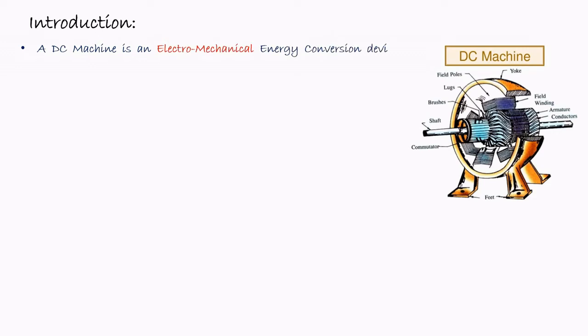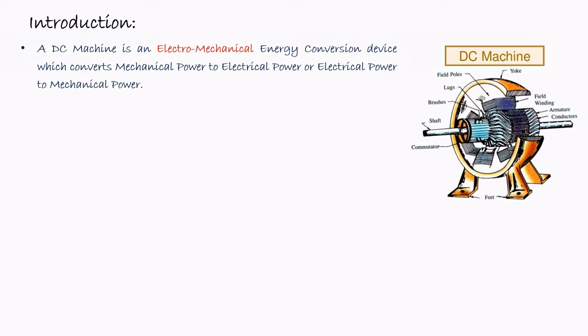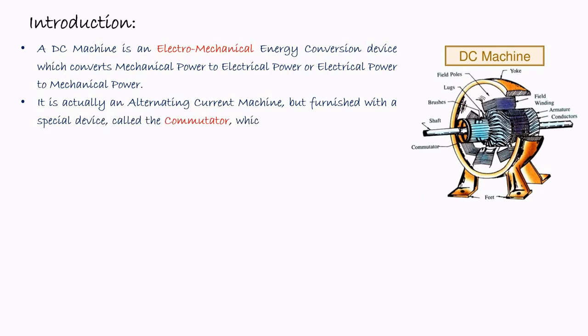A DC machine is an electromechanical energy conversion device which converts mechanical power to electrical power or electrical power to mechanical power. The DC machine is actually an alternating current machine, but it is furnished with a special type of device called a commutator. Under certain conditions, the commutator may change AC power to DC power and vice versa. That depends upon the application.